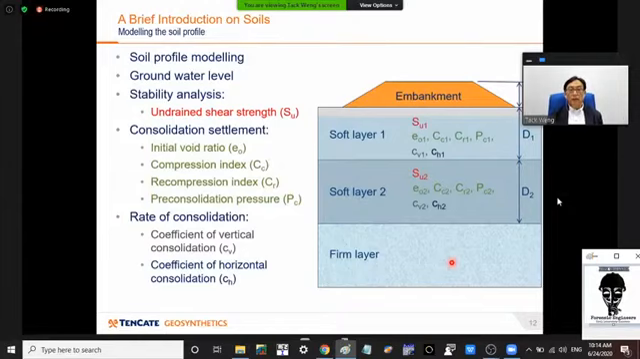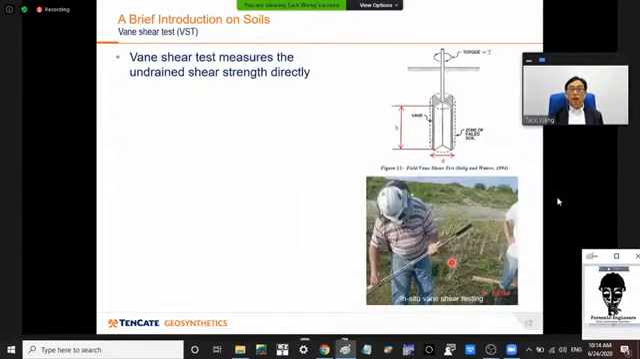I'll talk a little bit about how undrained shear strengths are being determined. There are two methods. One, the direct method, and that includes triaxial tests in the lab or vane shear tests in the field.